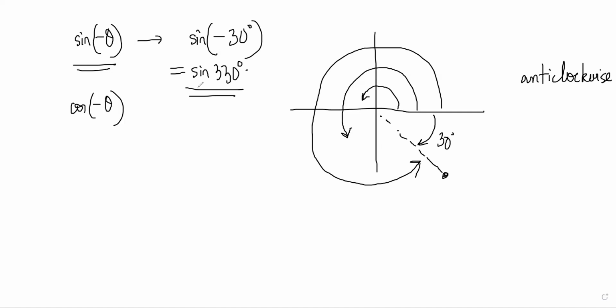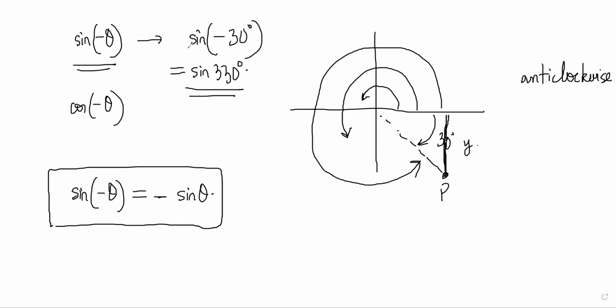So you can find the value of sine 330 degrees. That is basically going to be the y coordinate of this point, right? And the y coordinate of this point will clearly be negative, and it will be negative half. So you can say that sine minus theta is coming out to be minus sine theta. By checking the value, it comes out as negative half, which is basically minus sine 30.